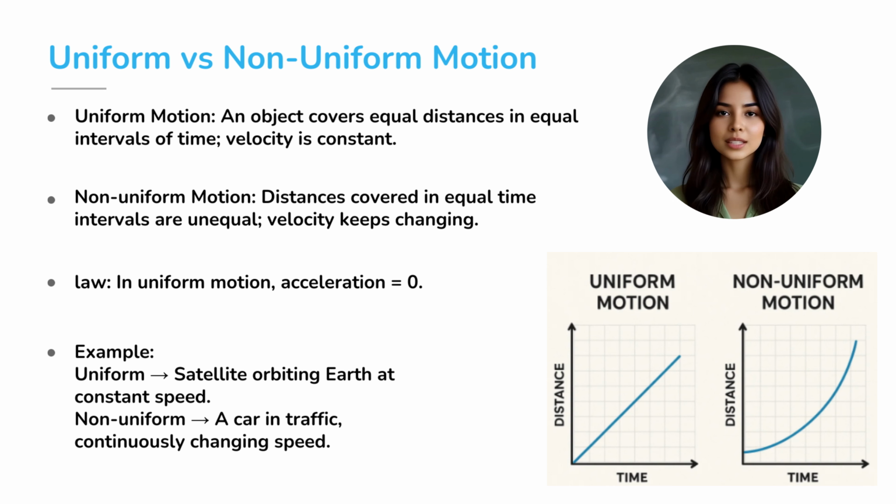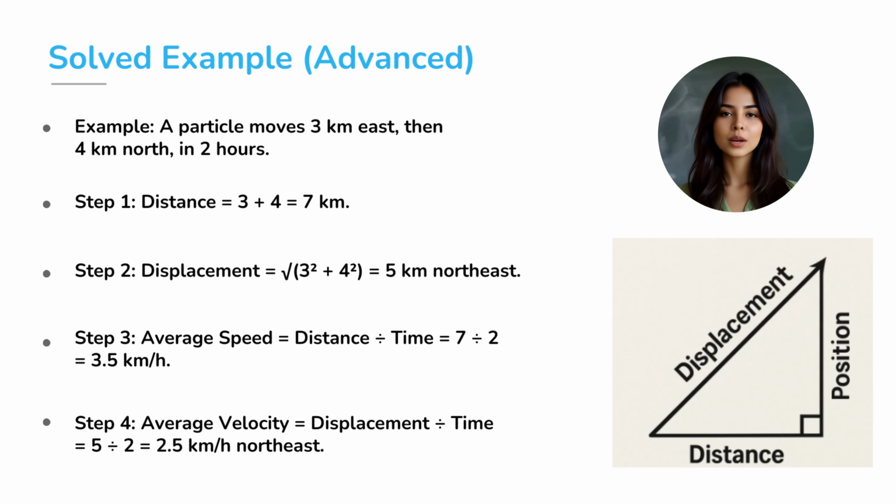For example, a satellite orbiting Earth at constant speed is in uniform motion, while a car driving in city traffic is in non-uniform motion. Graphically, uniform motion shows a straight line in distance-time graphs, while non-uniform motion shows curves that keep changing slope. Let's apply all these definitions in a numerical example.